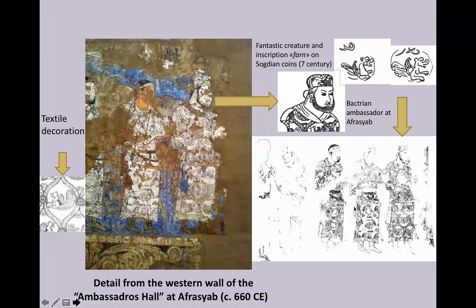In the upper part of this slide on the right, I reproduce some Sogdian countermarks on coins, 7th century, and these countermarks not only have the representation of this creature with dog face, paws, a bird or peacock tail and wing, but even an inscription in Sogdian saying Farn. Farn is Farreh in Farsi, and Khwarrah in Middle Persian. So finally, we have some good connection, text and image.